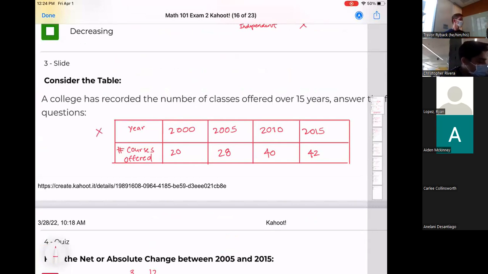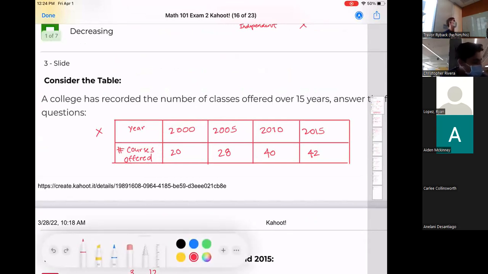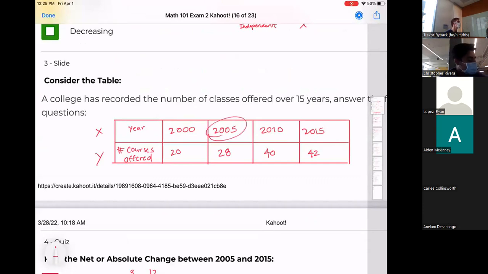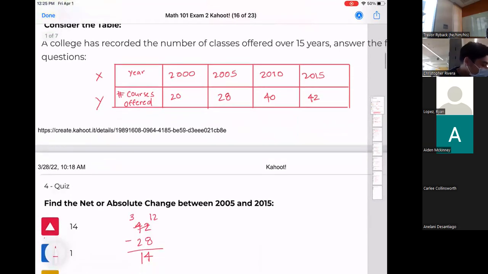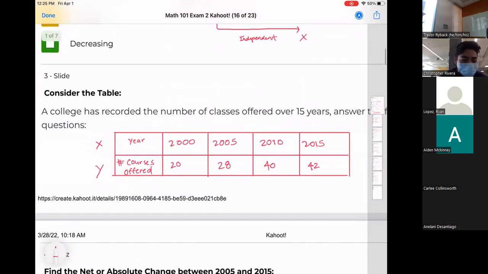So years, aka the time frame in the 2000s, the year does not depend on the number of courses offered, but the number of courses offered does depend on what year it is. And remember what I said about how we can distinguish between X and Y. Another hint is that typically time is always going to be your X value, because time is in most cases independent. Time does its own thing. Time doesn't depend on you, but you depend on time.